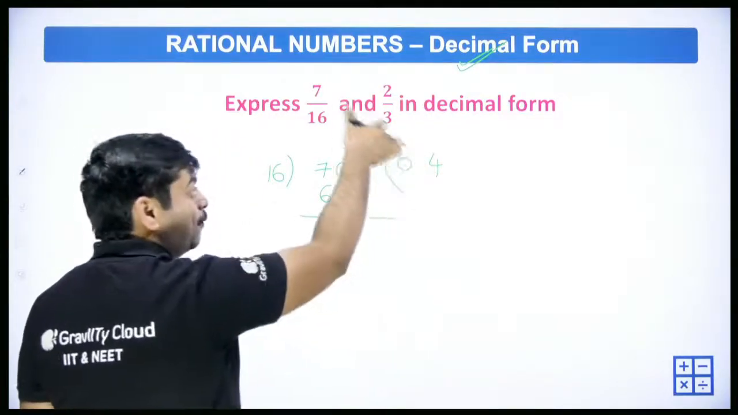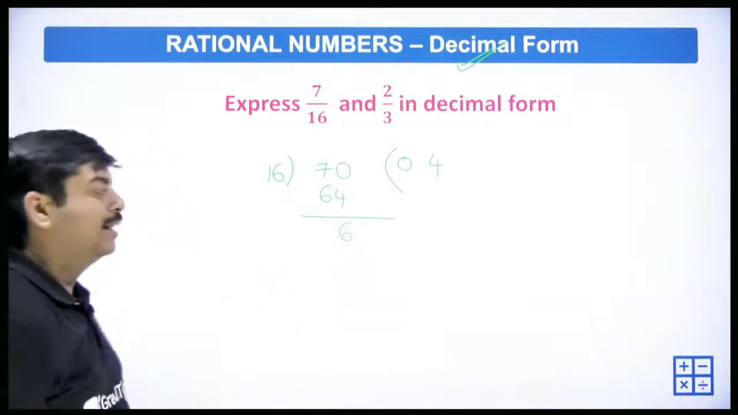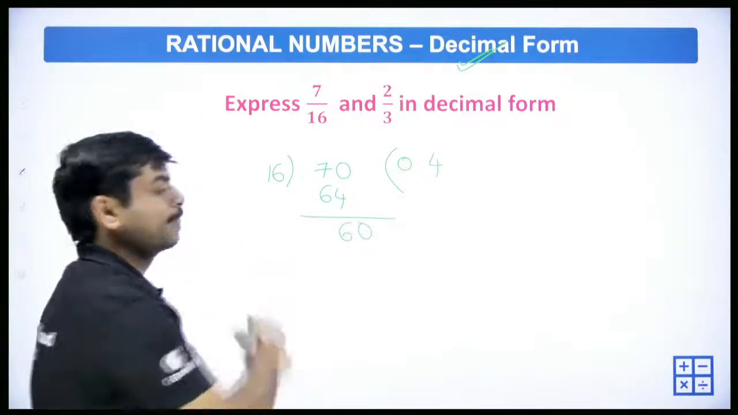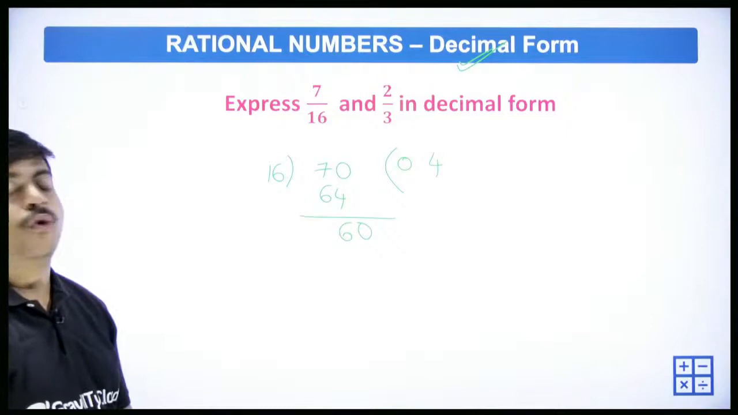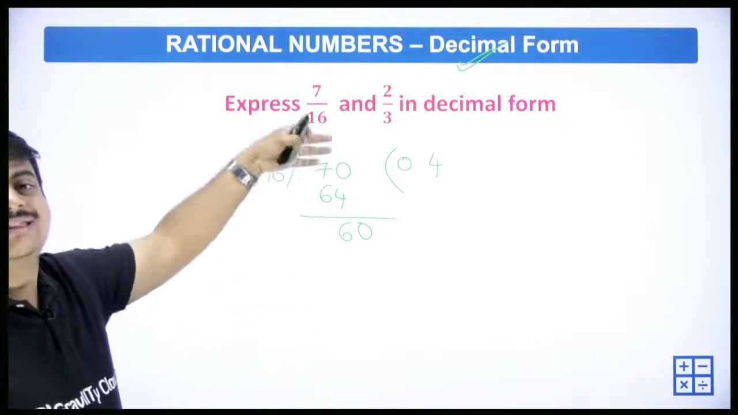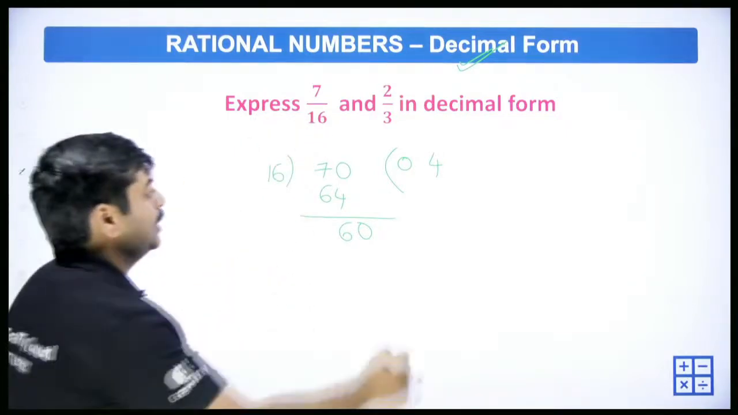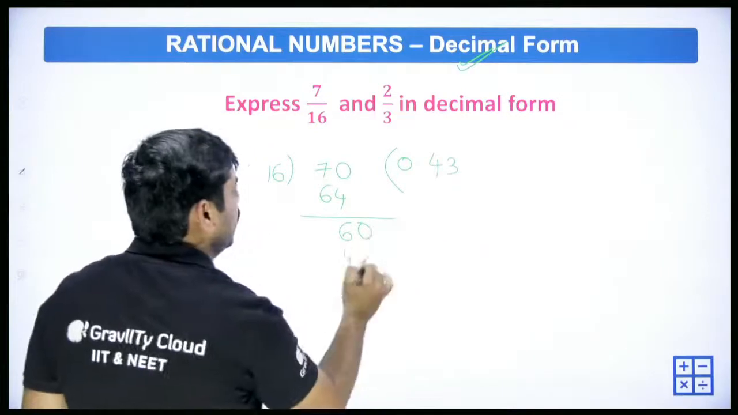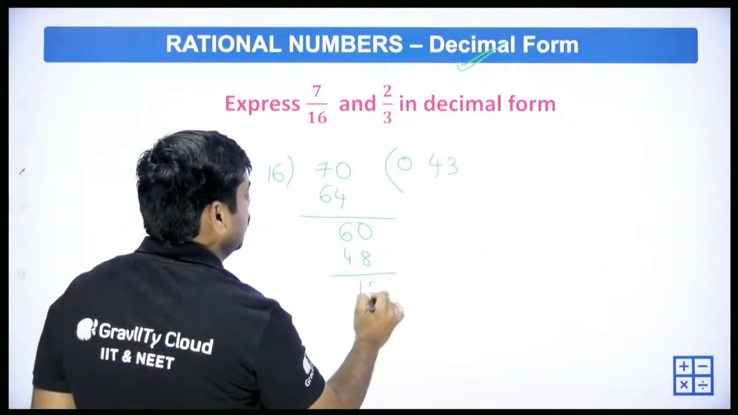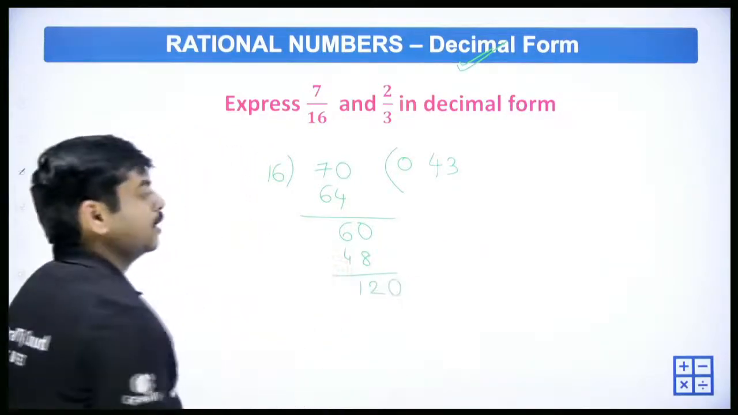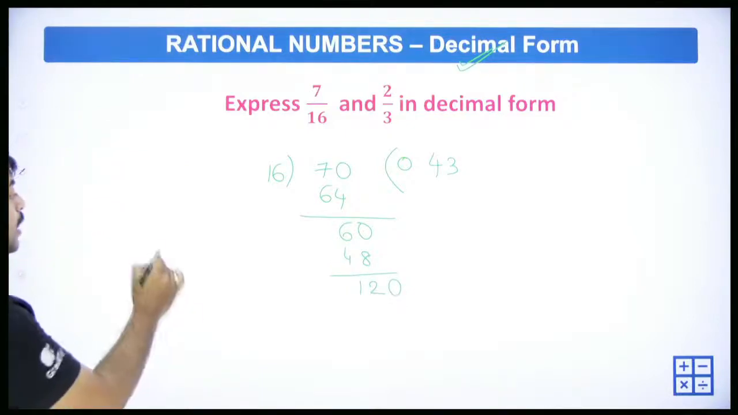Again, as we already kept one decimal point, no need to keep that again and again. Just go with the 0. 16 fours are 64, so we cannot use that. 16 threes we can go. 16 threes are 48. We are left with 12. So I'll give one more 0. Now we need to be careful.